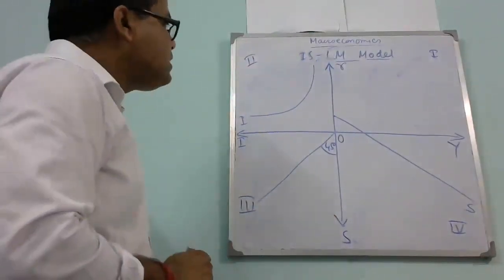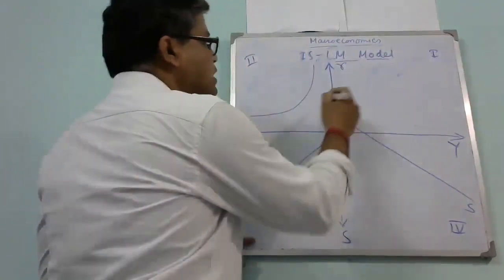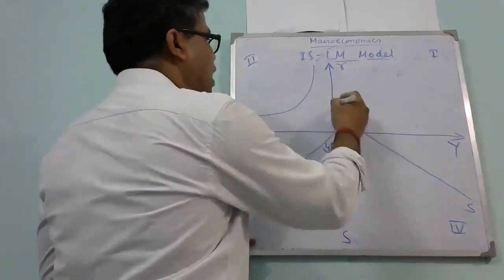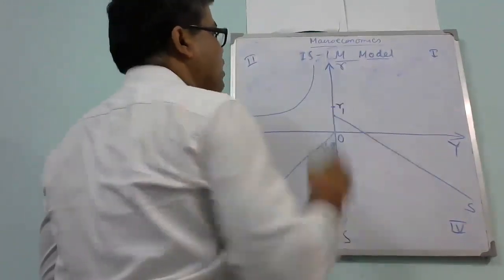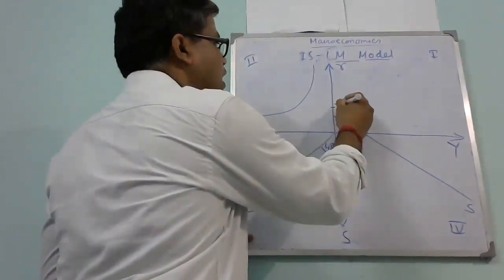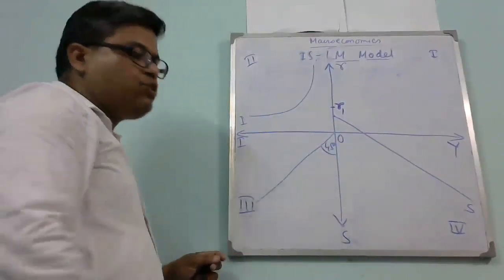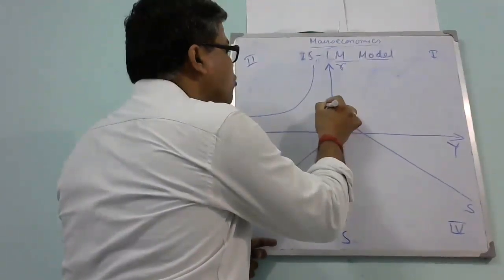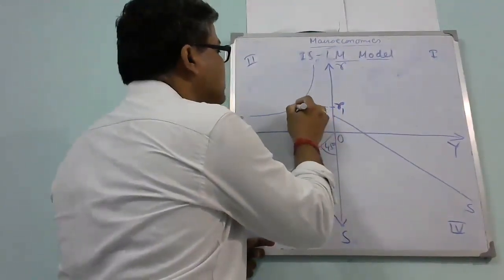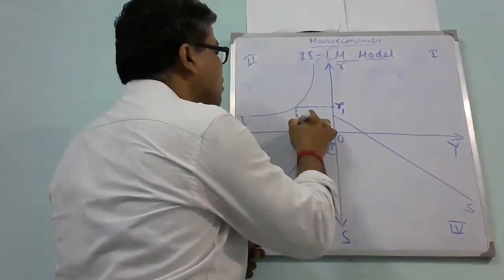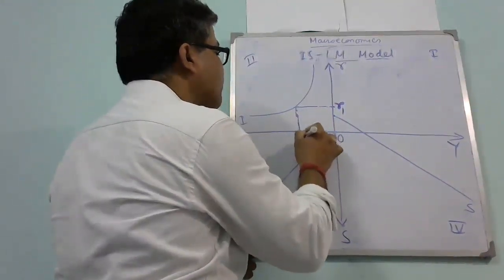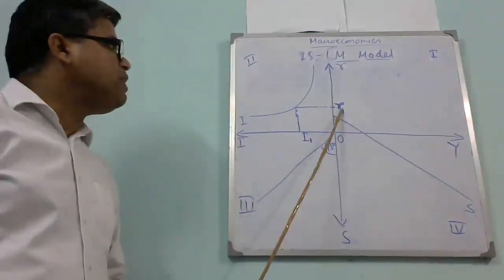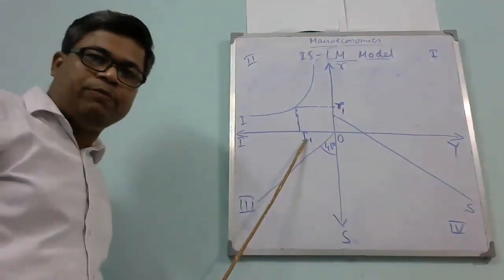Okay. So let's start with this one. Suppose in the market, the rate of interest is R1. So when the rate of interest is R1, how much will be the investment? Come to this side, draw a perpendicular here. This much will be the investment. So at R1 rate of interest, investment will be the I1 amount.